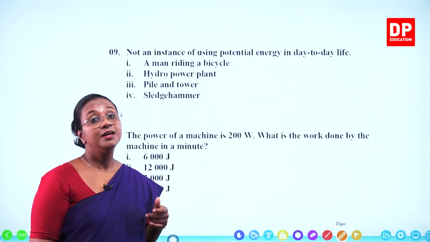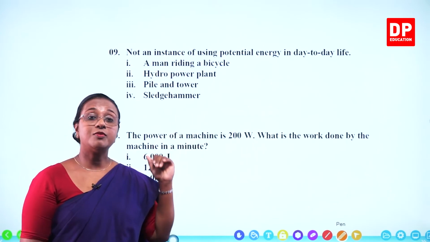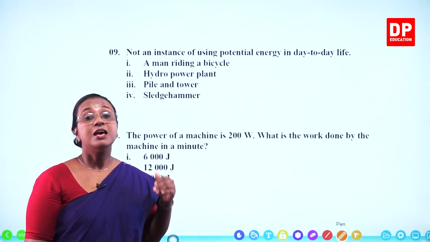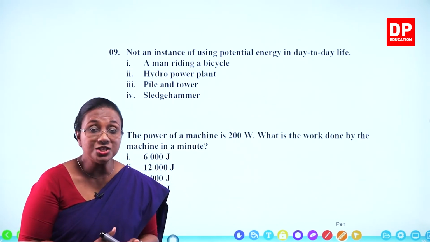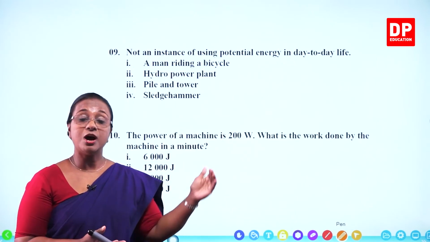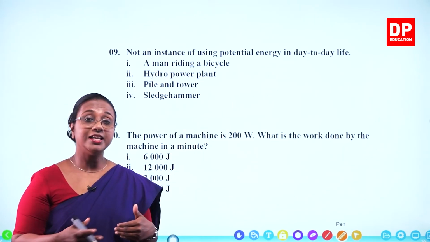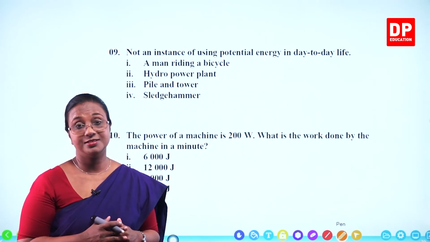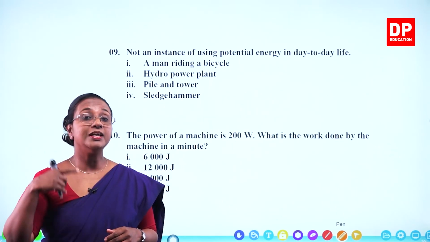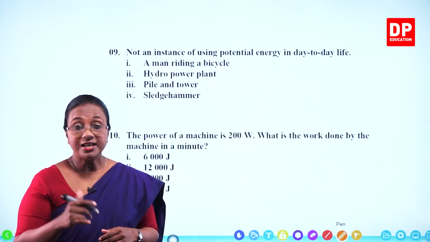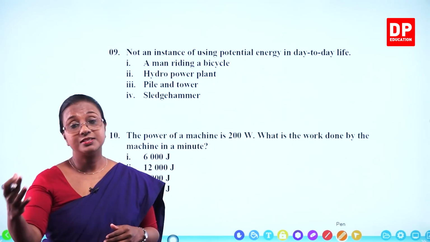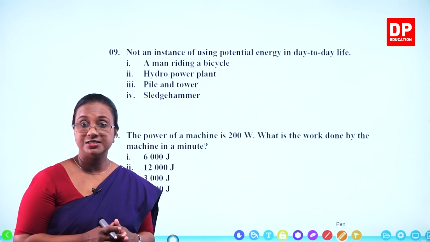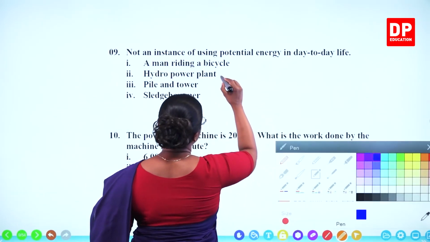Hydropower plant, that you all know. Inside the water reservoir, water is stored at a certain height. Because of that, the water has potential energy. And when the water flows down, what happens? The potential energy is converted to kinetic energy. This kinetic energy of water is converted to the kinetic energy of the dynamo, where it is again converted to electric energy. So there we use potential energy.